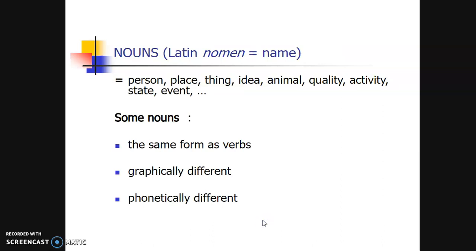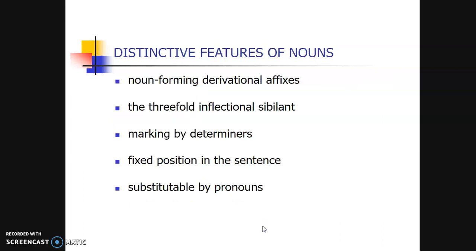So, nouns. From the Latin word nomen, it's the name. The nouns will be the person, place, thing, idea, animal, quality, activity, and state, event. Some nouns will be the same form as verbs, graphically different, phonetically different. Distinctive features of nouns: noun-forming derivational affixes, the threefold inflection, sibilant, marking by determiners, fixed position in the sentence, and substitution by pronouns.